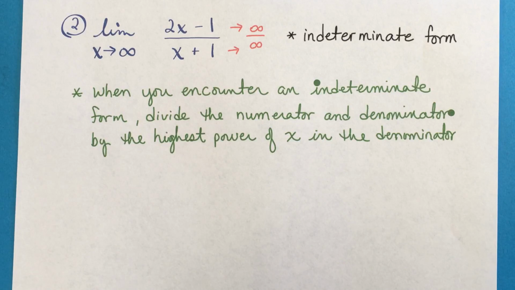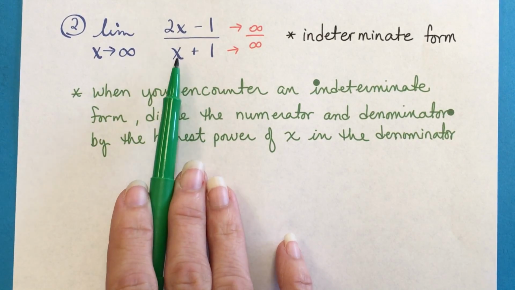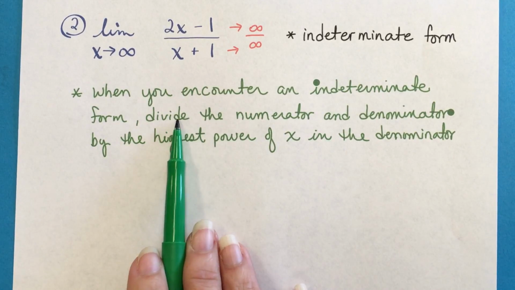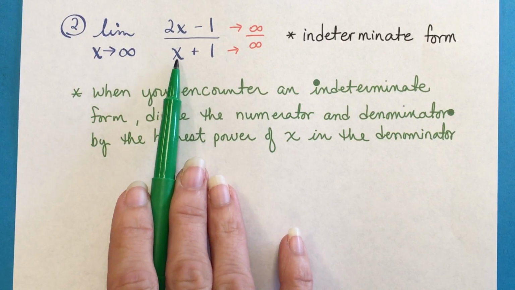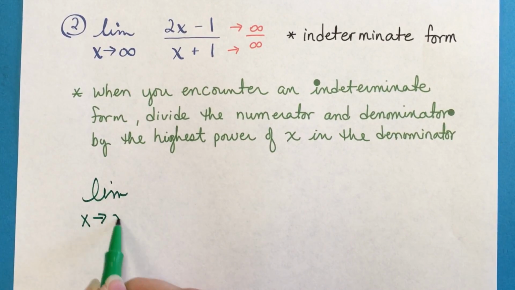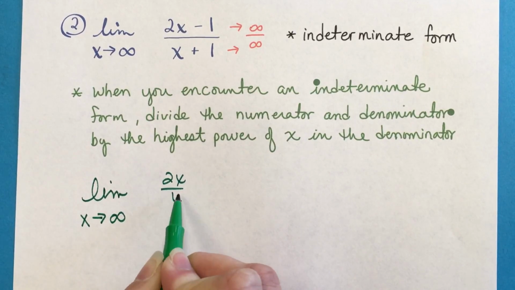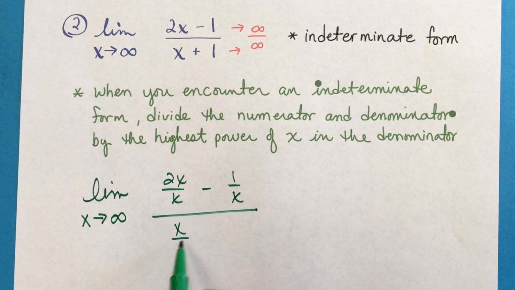So as it states here, when you encounter an indeterminate form, divide the numerator and denominator by the highest power of x in the denominator. So what you're seeing here is you want the highest power of x that's in the denominator. Well, the highest power of x that I have in my denominator is x. So this tells me that I need to divide everything in the numerator and denominator by x. So I would have 2x divided by x minus 1 divided by x. So that would be the top. And then I'd have x divided by x plus 1 over x.